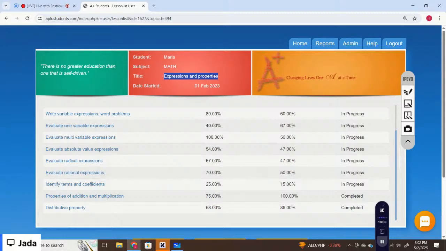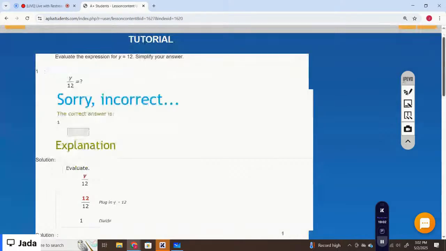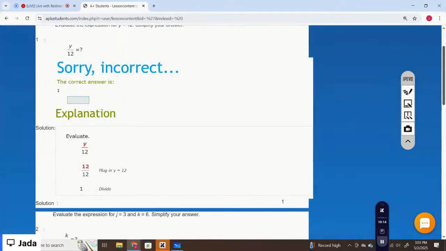Let's just start with the chapter expressions and properties. We're going to start with the lesson evaluate radical expressions. Evaluate the expression for y equals 12. Simplify your answer. Y over 12. 12 divided by 12, that is 1.